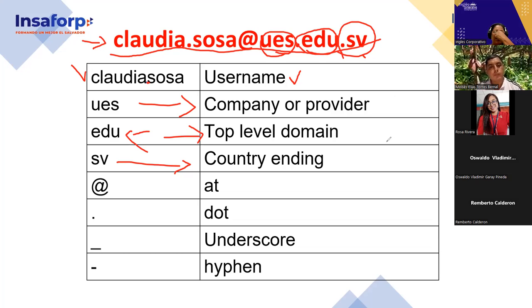And then we have some other symbols here, for example, el famoso arroba. But how do we pronounce el famoso arroba in English? At. At. How do we pronounce el famoso punto in English? Dot. Dot.com. Y aquí me voy a detener just a little bit. ¿Por qué? Porque ese punto, ese símbolo gráfico that you have there has different meanings, has different spelling depending on the context.